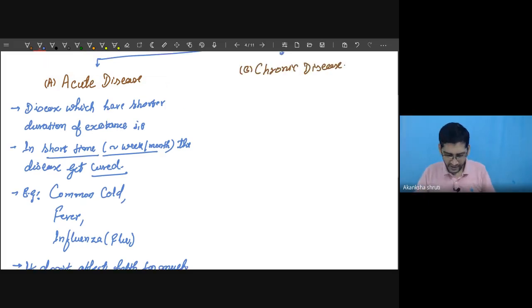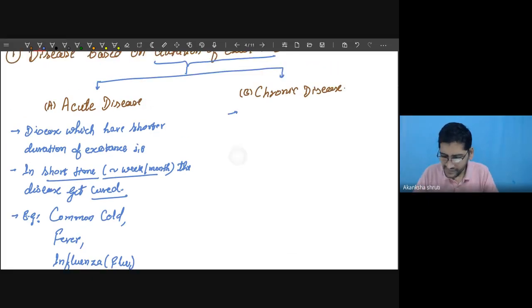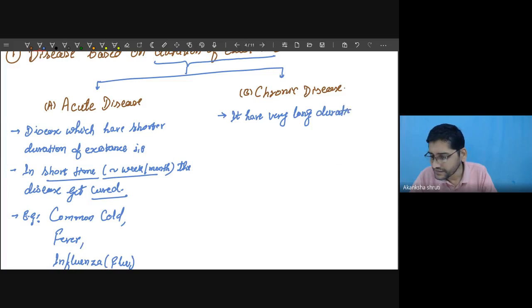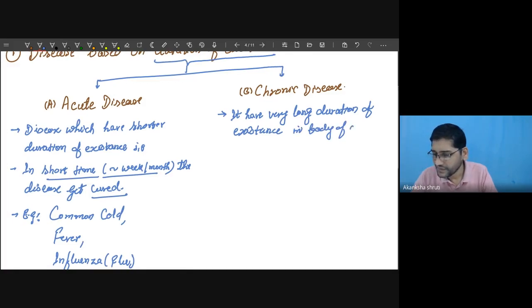Now coming to the chronic disease. So what will be this chronic disease, students? A disease that exists for a very long time. So it has a very long duration of existence in the body of a patient.